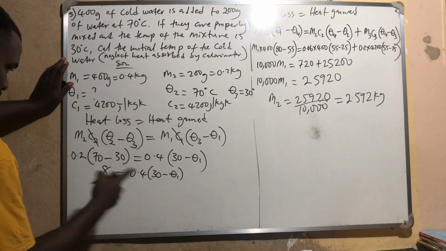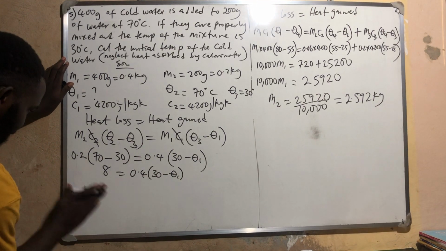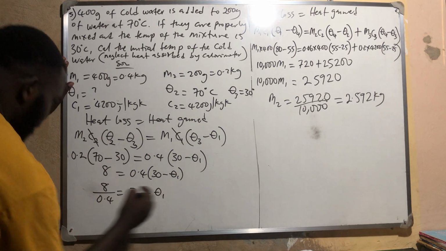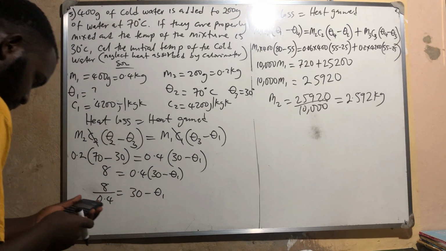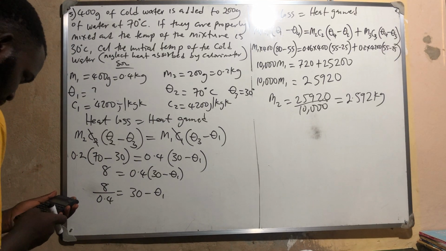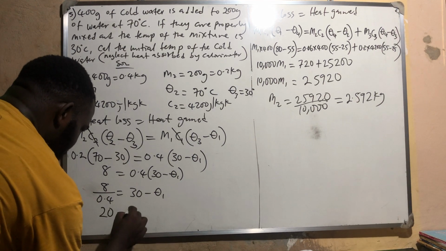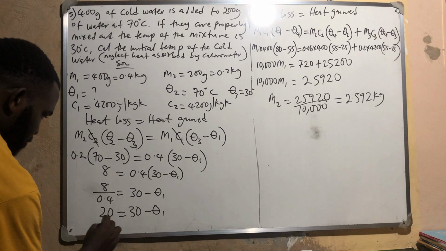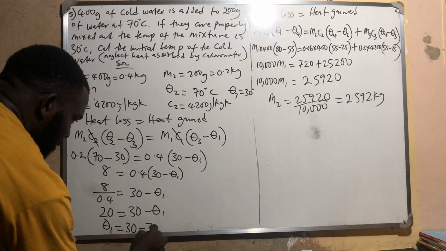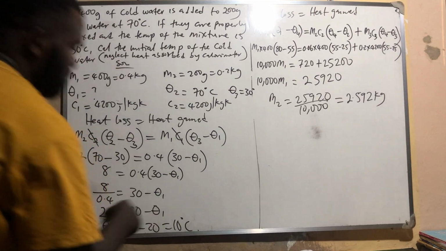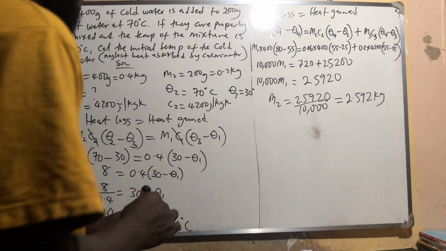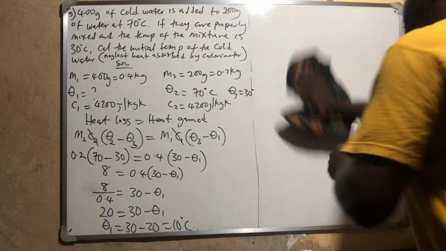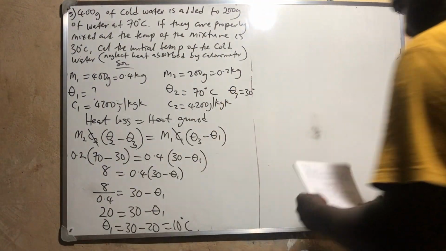Okay, so divide everybody by 0.4. So you now have 8 divided by 0.4 is equal to 30 minus theta 1. Dividing this by 0.4 gives 20. So I have 20 is equal to 30 minus theta 1. So my theta 1 will now be 30 minus 20, which is 10 degrees Celsius. See, this is a very simple question. So let us solve the next one. Heat loss is equal to heat gain, and then you are good to go.